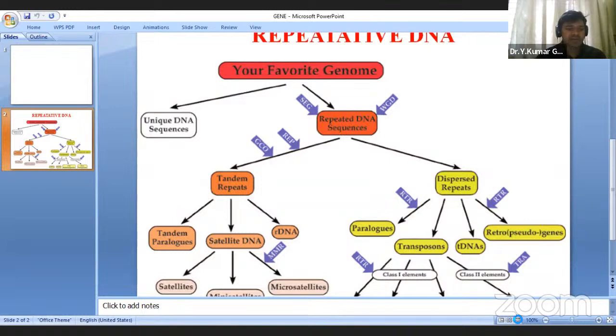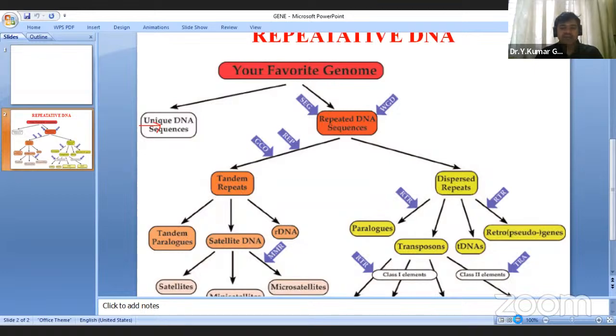Before classifying repetitive DNA, the genome in human beings, plants, or other animals mainly has two types: unique DNA sequence, which is present in very small amounts, and repetitive DNA sequences, which are the highest. The unique DNA sequence is active, involved in transcription and protein synthesis or other genetic material preparation. The rest of the genome is called repetitive DNA sequence.